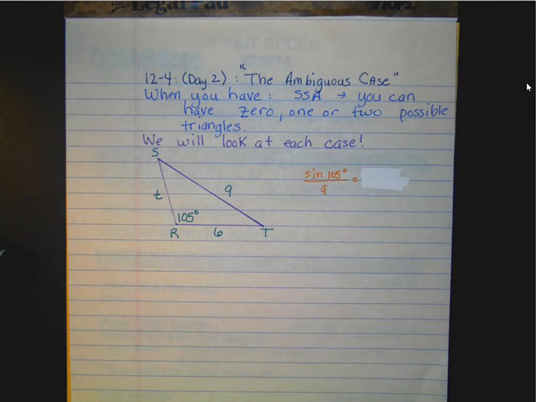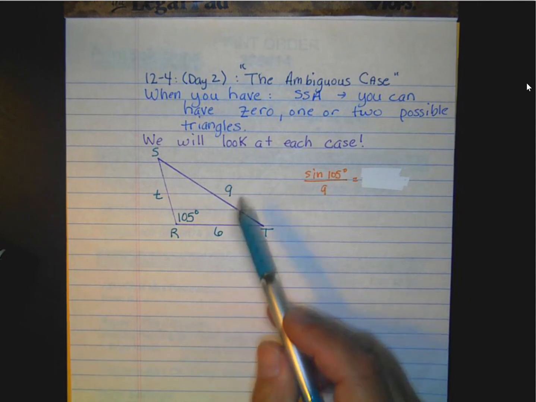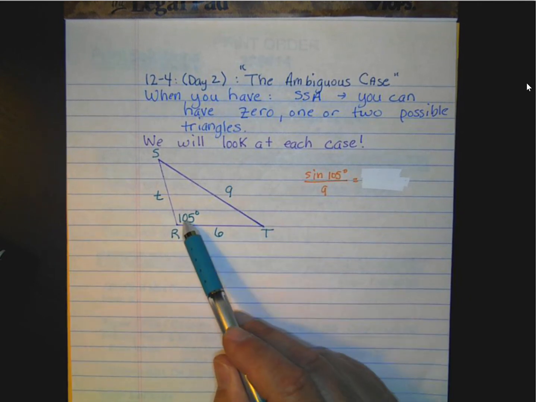In the first part of section 12.4, we did the law of sines and how you can use it to find missing parts of a triangle. And we did the angle, angle, side, and the angle, side, angle. Here we're going to do what's called the ambiguous case. That's when you have a side and the non-included angle.